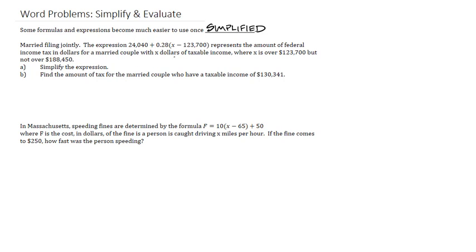And we can simplify this by simply using the distributive property with 0.28. So for part A, we will still have 24,040, but now I'll have 0.28x minus the product of 0.28 and 123,700, which comes out to 34,636. I can just take 24,040 and subtract 34,636, and I get 10,596.